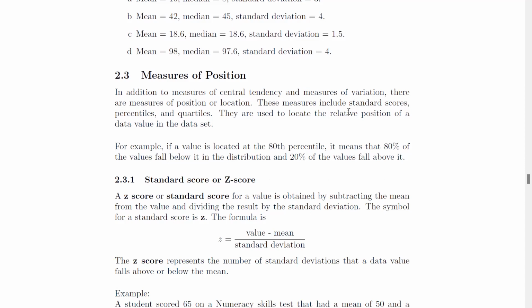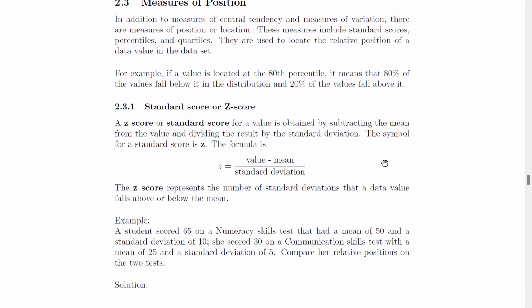So for example, if you wrote an exam and I told you that you scored the 80th percentile, it means that 80% of the values, or you did better than 80% of the students in the class. Only 20% of the students in the class did better than you did.